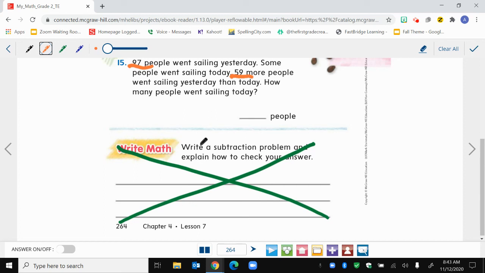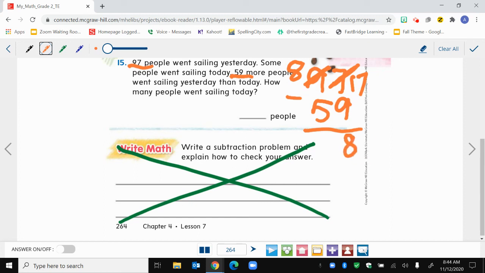So this number 97 is 59 more than the mystery number. So that means we have to do 97 minus 59. So if I look at my one side, can you do 7 minus 9? No. So I have to borrow. That 9 becomes an 8, and we add 10 to that 7 to get 17. 17 minus 9. 17, 16, 15, 14, 13, 12, 11, 10, 9, 8, right? And then 8 minus 5, 7, 6, 5, 4, 3. So that means 38 people went sailing today.